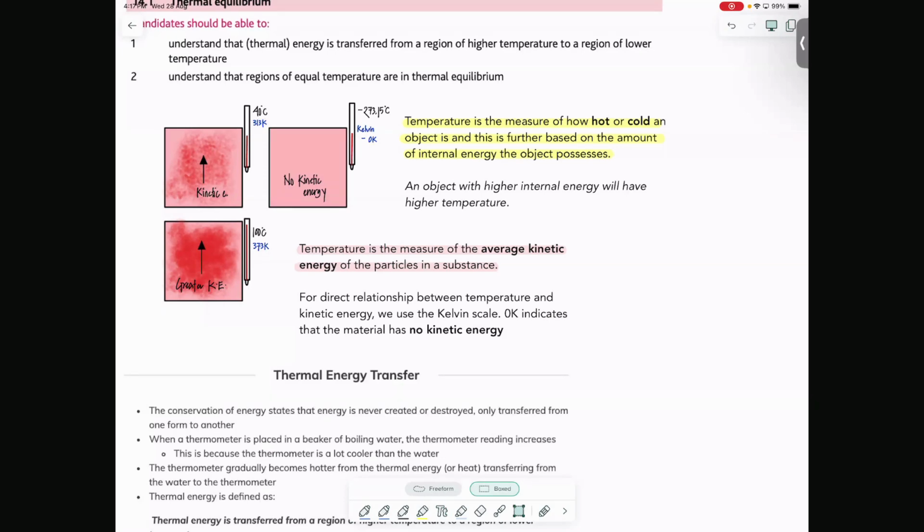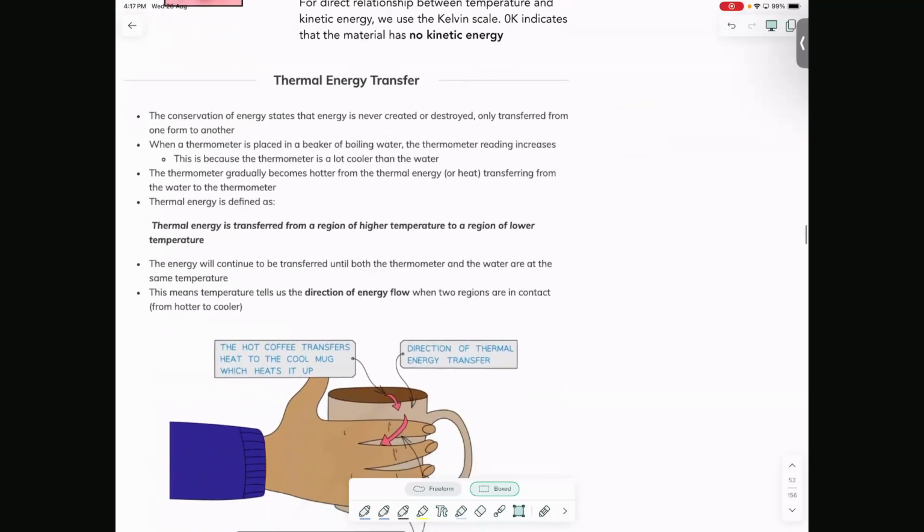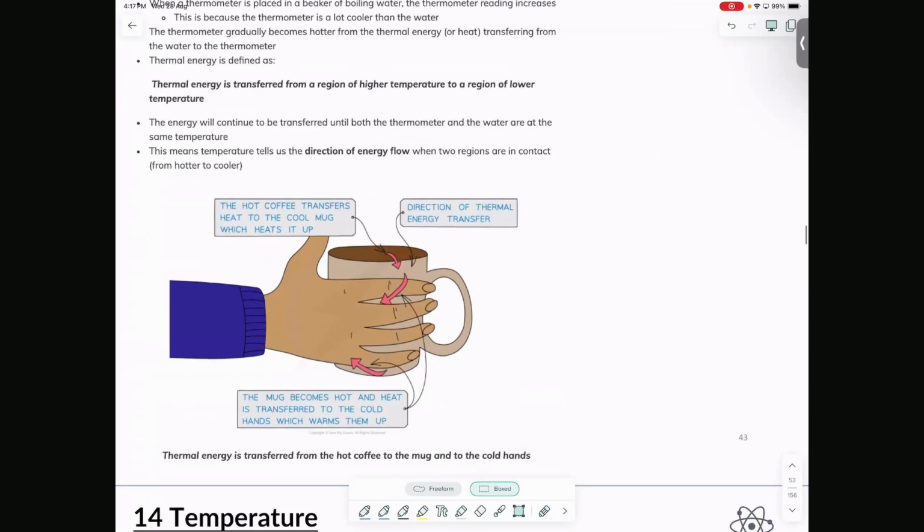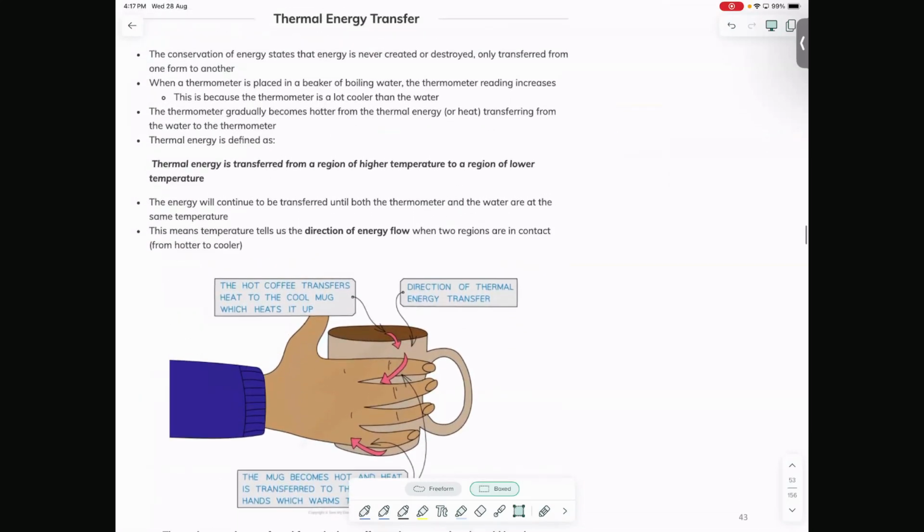Okay, so let's move on. What we're going to learn today is the process of thermal equilibrium, right? What thermal equilibrium means, last class: you have a cup here, and I hold this cup right now. It's much hotter than my hand, right? And I can feel it's warm.